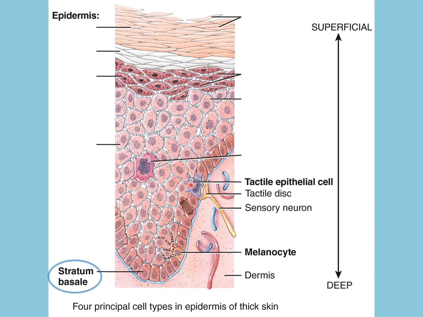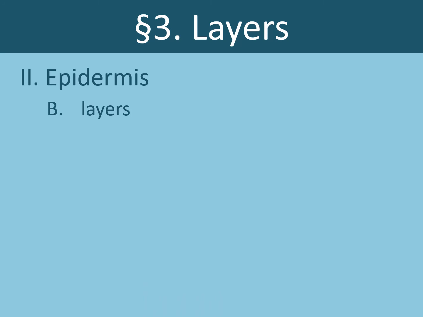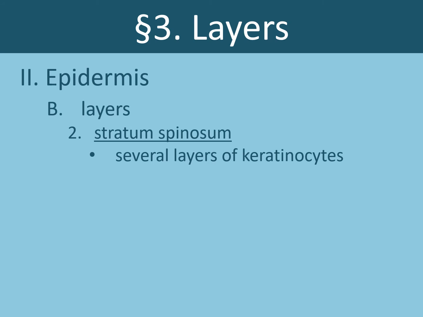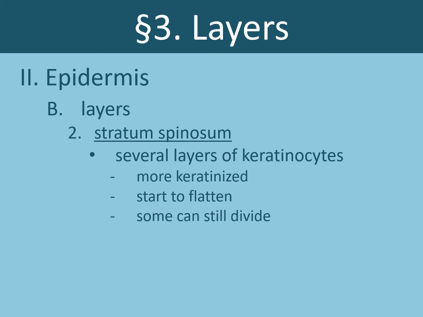Here you can see it's in contact with a sensory neuron. The layer above, or superficial to, the stratum basale is the stratum spinosum, or spiny layer. This is composed of several layers of keratinocytes. These keratinocytes are more keratinized than the keratinocytes from the layer below. As they gain more and more keratin, they begin to flatten.